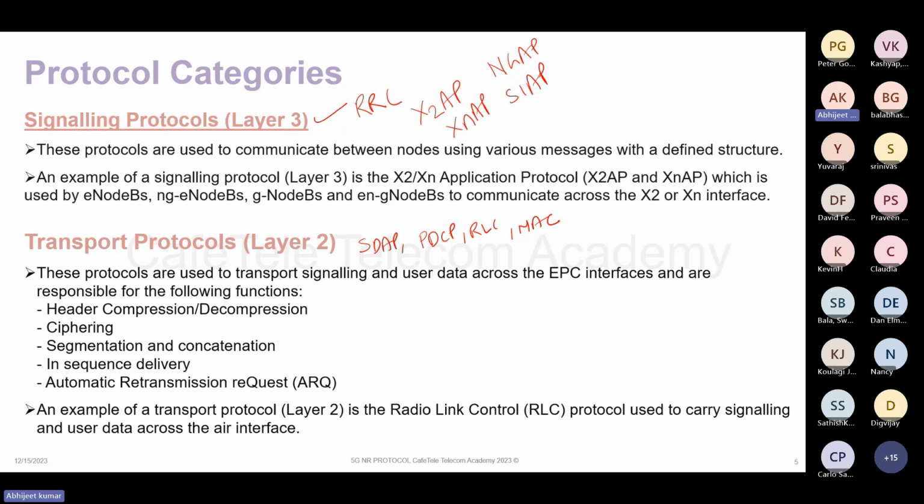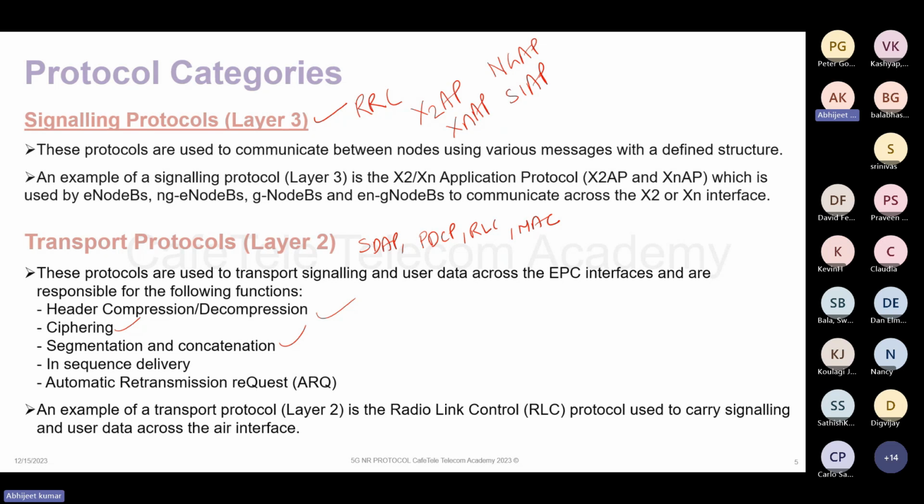So like this. So what are the functions we have? Here we have header compression and decompression. It means reducing the size of the data header so that we can make sure the data is transferred more efficiently. Second one is ciphering, mainly encrypting data for security purposes. Third one, we have segmentation and concatenation. So segmentation is like this. We break down the large message into smaller messages and then reassemble the message at the destination side.